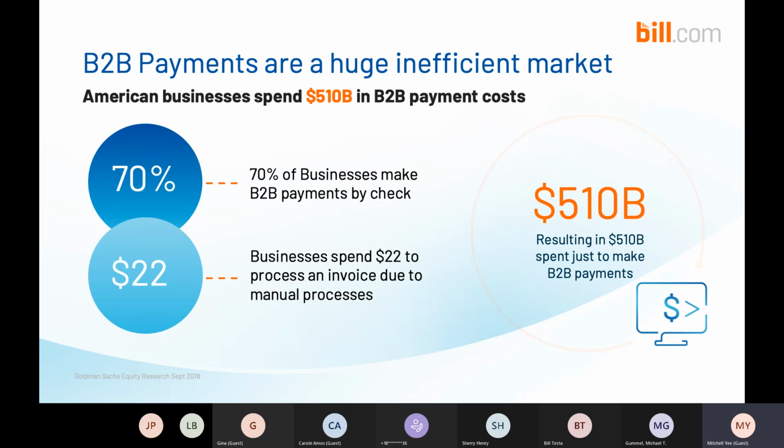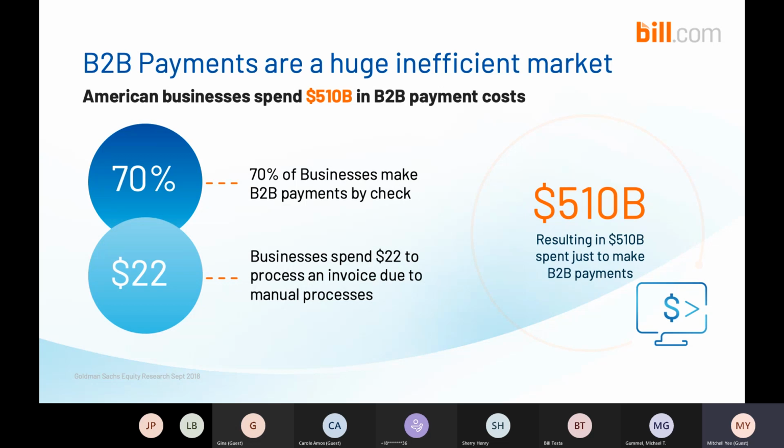Now, B2B payments are huge and inefficient in the market. North American businesses are spending upwards of $510 billion just to make business-to-business payments. 70% of businesses make B2B payments by check. Businesses spend $22 processing an invoice due to manual processes. It's $510 billion. That's a huge number. That's the primary reason that 70% of businesses are still making B2B payments by paper checks, and that average cost is $22 for a manual process. The cost is primarily made up of headcount, and the time it takes to prepare all of this paper.